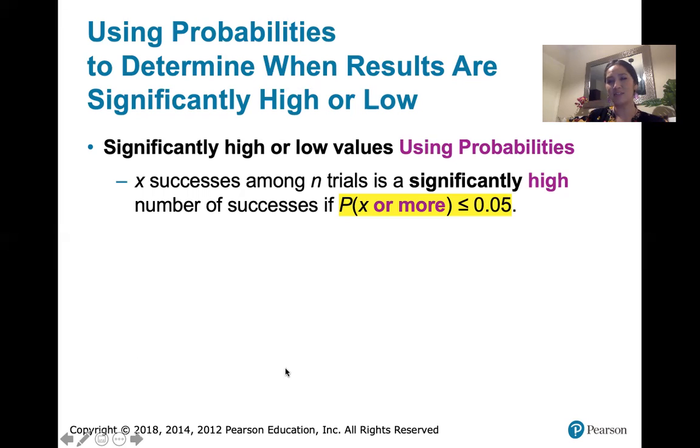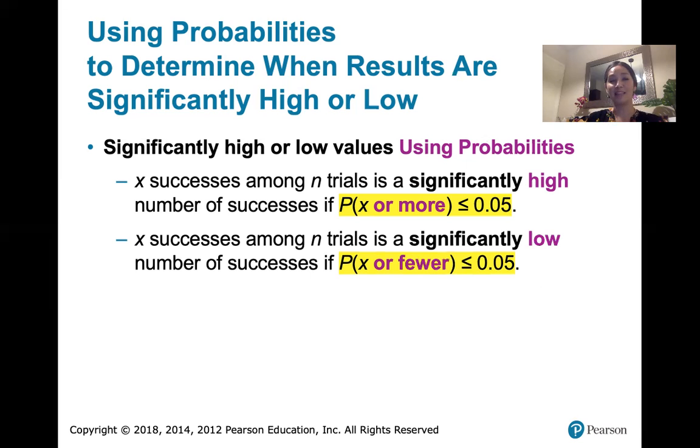If I translate that 0.05 into a percentage, it's 5%. So that means that event is rare. It's very rare. It's very uncommon, and it's uncommon on the high end because it's significantly high when we're looking at X successes or more than X successes, and we're adding all those probabilities together, and the probability of having that number of successes is less than or equal to 5%.